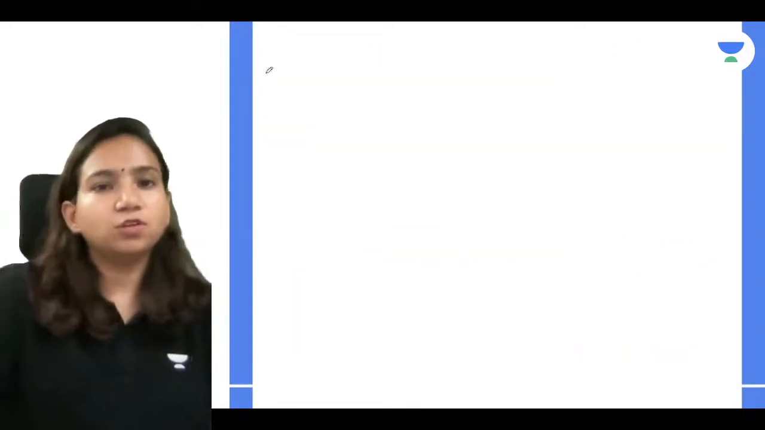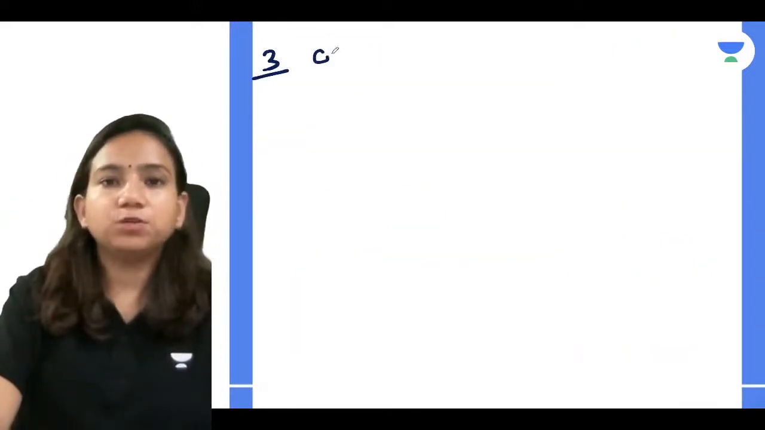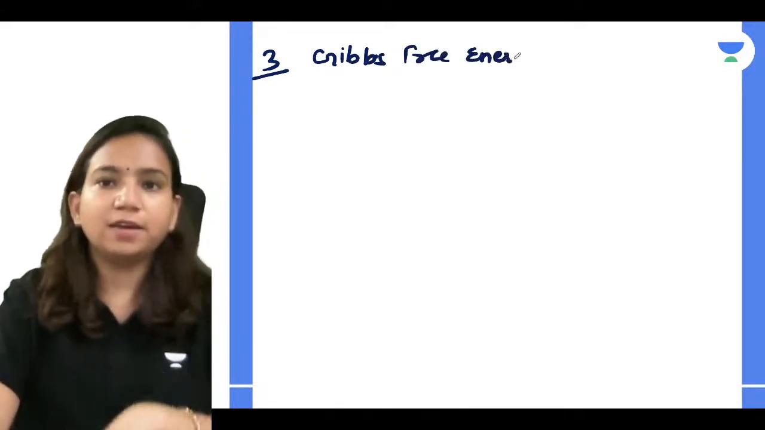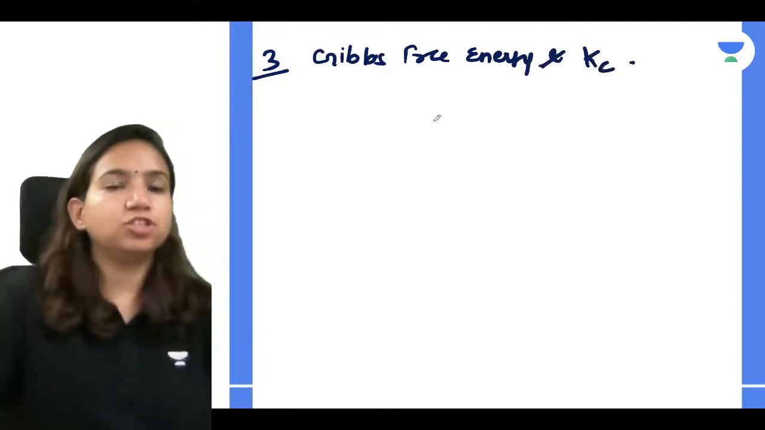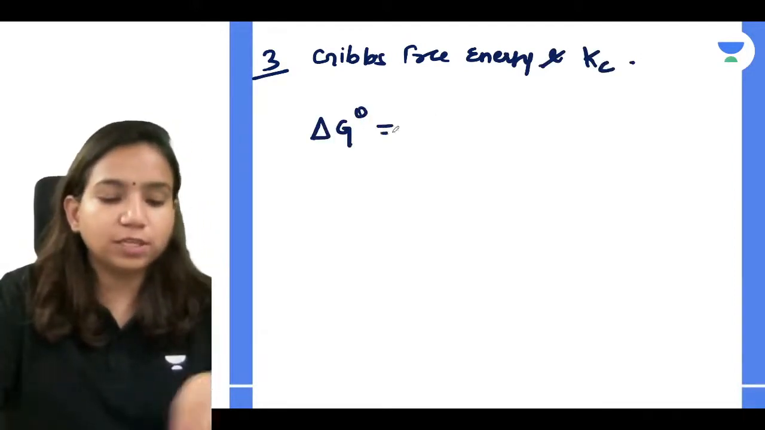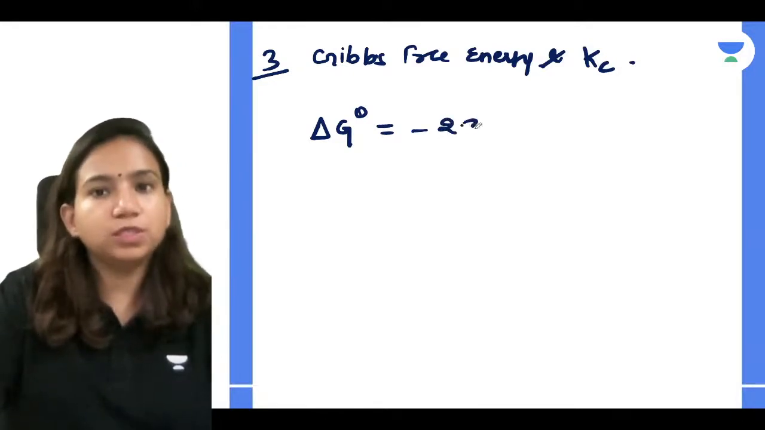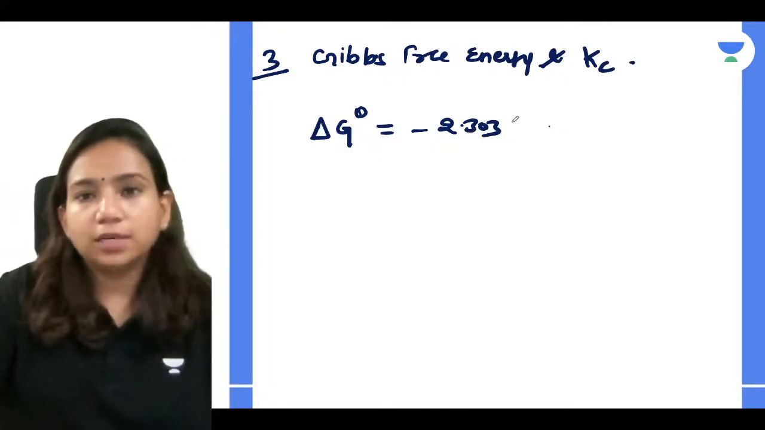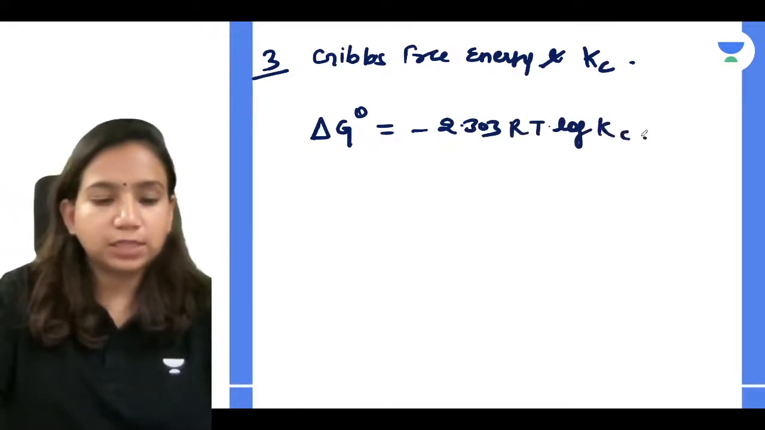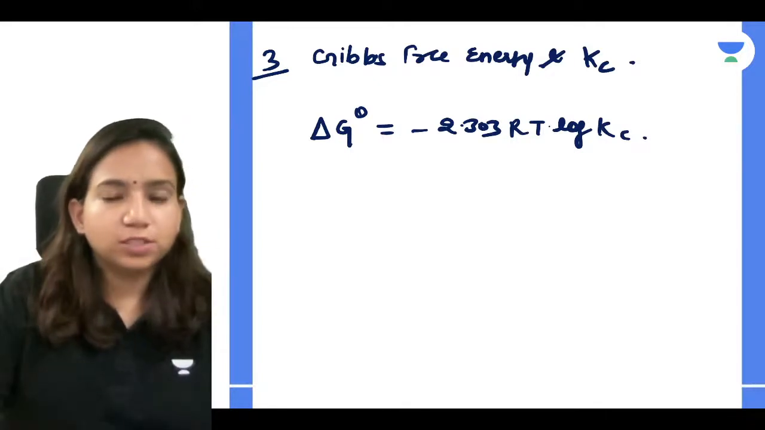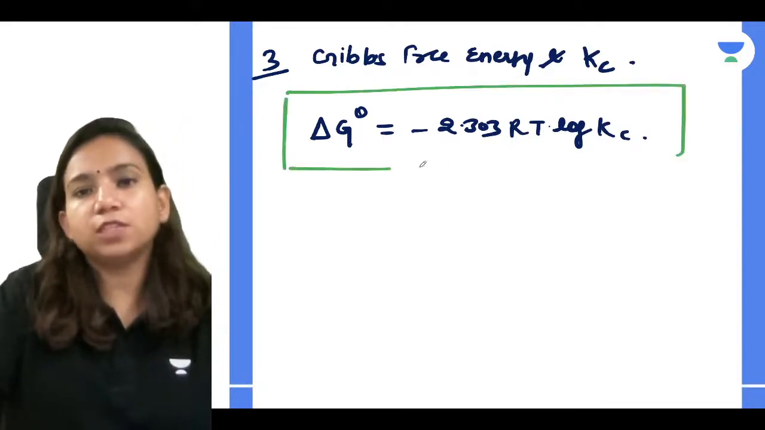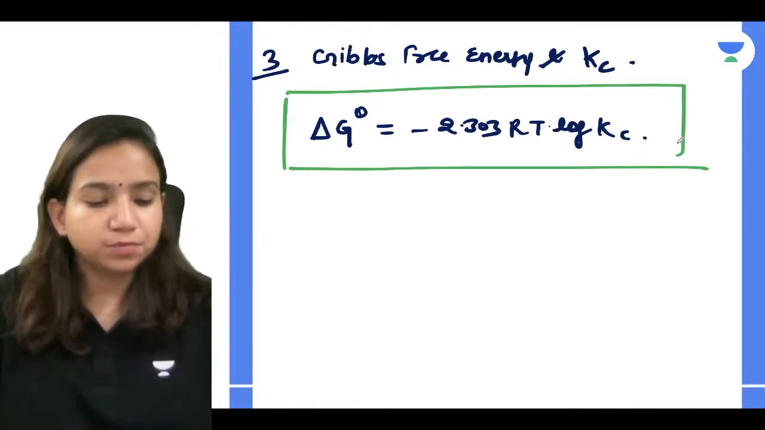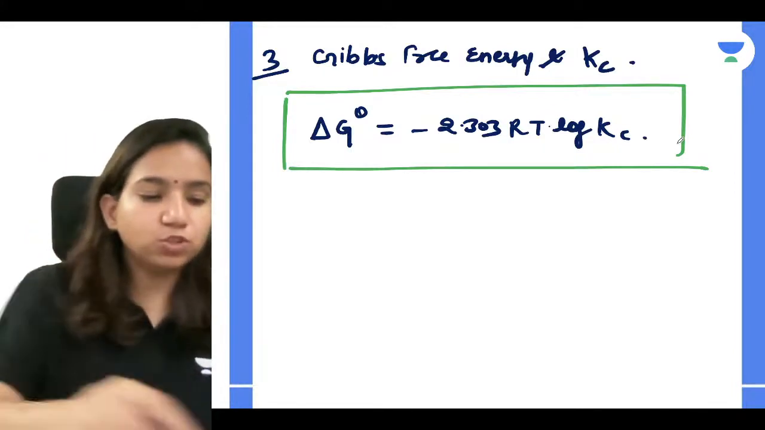Now let's talk about the third formula, that is the relationship between Gibbs free energy and Kc. It is very simple. Delta G naught is equal to minus 2.303 RT log Kc. This is the third formula. So these are the 3 formulas which we have learned, how we get them and how we can utilize them. Let's discuss one question related to it, guys.